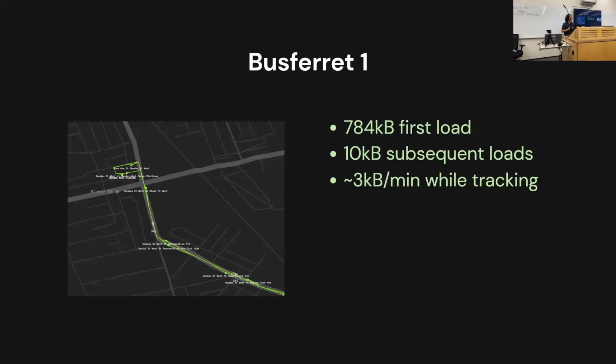So it was great. I was able to combine the vehicle location API and also this Toronto centerline data and make a website that showed bus locations. And for a prototype, it was very good. It was about 800 kilobytes to load the site, and then it would cache most of that anyways, so that later loads of the site would only be about 10 kilobytes. And then while showing bus locations, it would take about 3 kilobytes per minute to track.